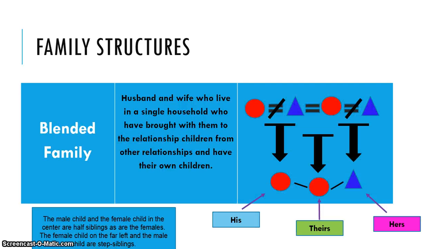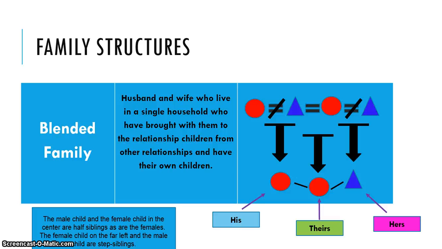A blended family. This is your typical his, hers, and theirs. This is a husband and wife who live in a single household with children but have also brought with them children from prior relationships. So here you can see in the center of the diagram that there is a husband and wife. The triangle male blue husband is on the left while the female is on the right, or the wife. You can see that they have a single child together. This child is called theirs. This child is a female.